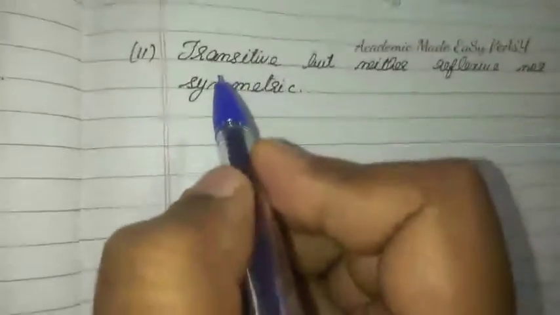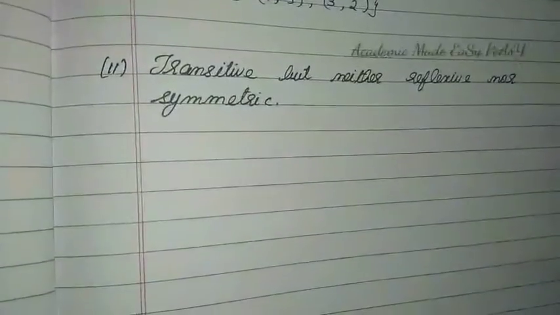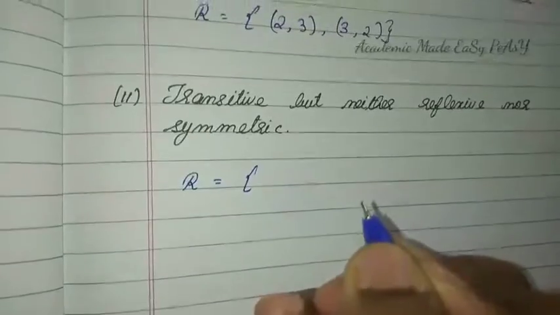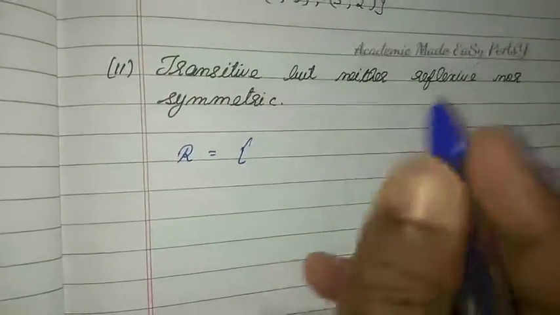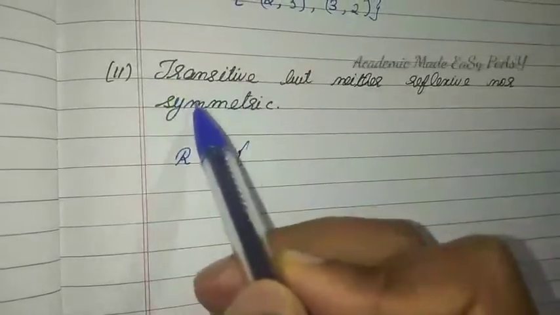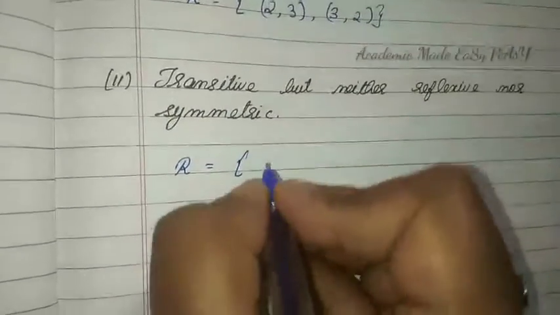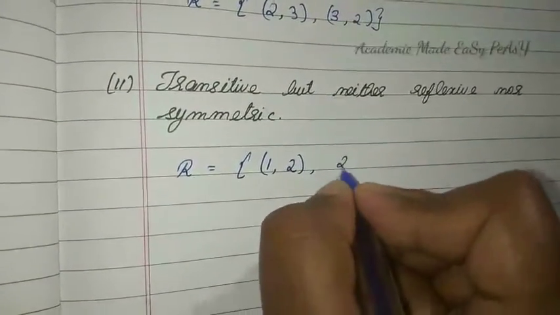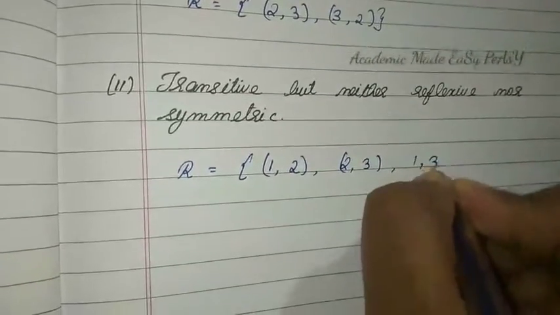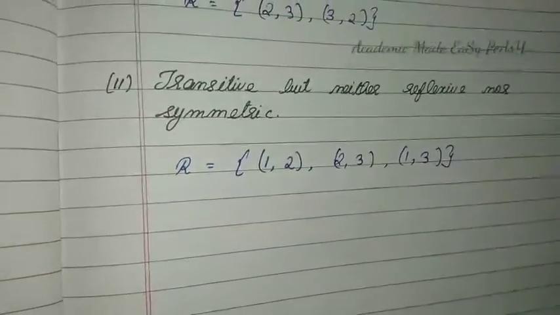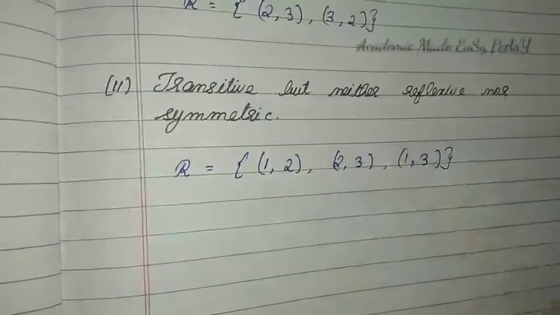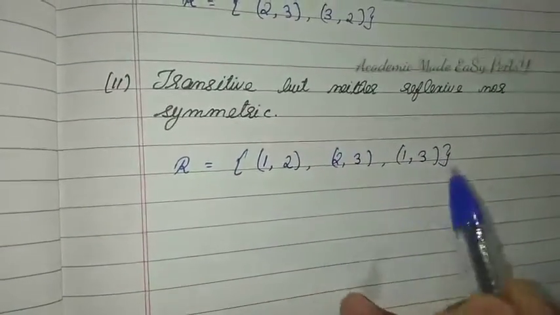Okay, now we'll write for transitive but neither reflexive nor symmetric. So I can write the relation as (A, B), (B, C) and (A, C), but I shouldn't write (A, A) and (A, B), (B, A). So I have to write it as (1, 2). Any number can be given, but I'm writing (1, 2), (2, 3) and (1, 3). So that's it. You can write any number, but I have written (1, 2), (2, 3) and (1, 3), which is very simple.